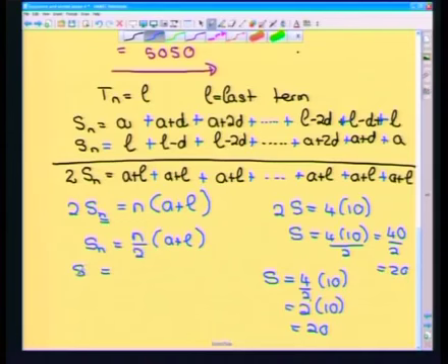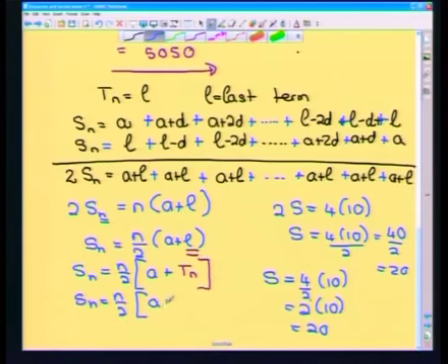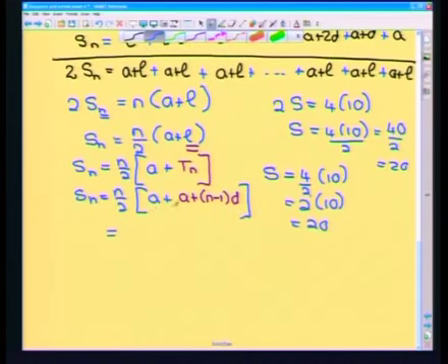Now, over here, I've got Sn equals n over 2. I've got A, but what I'm going to do now is I'm going to replace that last term with Tn. So, Sn is equal to n over 2, A plus, and in place of Tn, we can write A plus (n minus 1)d. And we can close our bracket. Right, now sort of adding like terms here, we can say n over 2. This gives me 2a plus (n minus 1)d, like that.